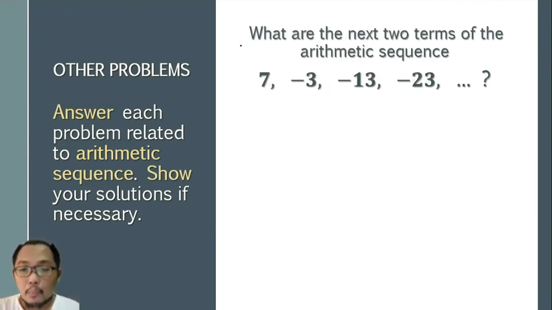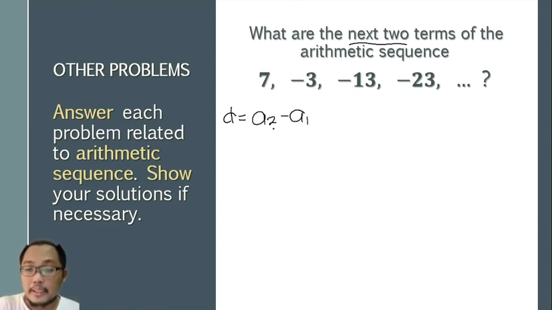Next, what are the next two terms of the arithmetic sequence? Here we are asked for the next two terms. So again, we must use a sub 2 minus a sub 1 to give us the common difference. Our a sub 2 is negative 3, while a sub 1 is 7. So negative 3 minus 7 gives us negative 10.